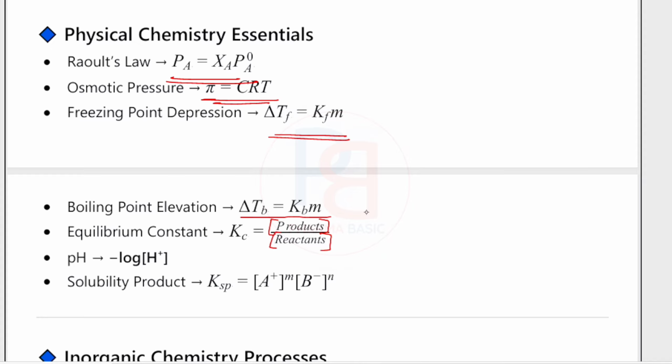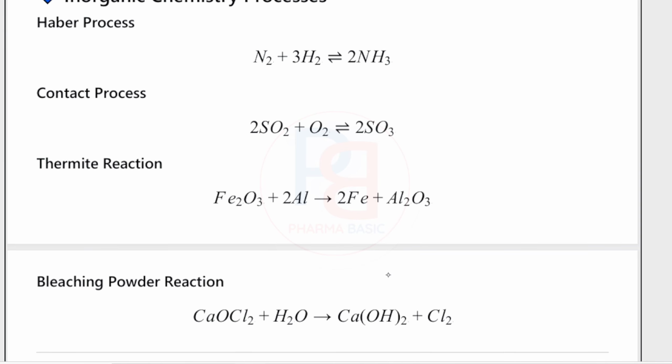pH is equal to negative log of hydrogen ion concentration. pH means the negative log of hydrogen ion concentration. Solubility product Ksp is equal to concentration of A to the power m into concentration of B to the power n. In the Haber process, nitrogen plus hydrogen produces 2 molecules of ammonia.